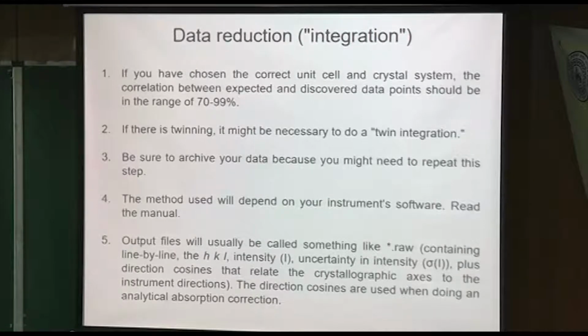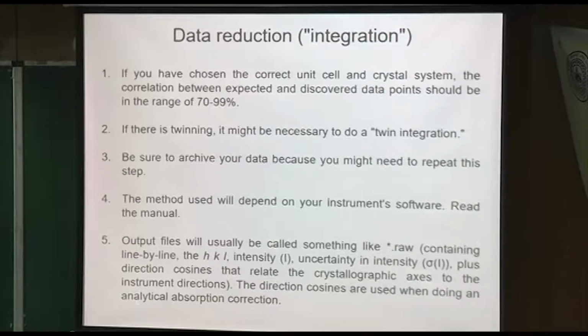Roughly what you're going to get after the data reduction step is probably a raw file. I think most of the instrument manufacturers use that. So this contains not only the HKLs, so on each line it will have HKL, so integers, and then an intensity, which I guess we used to call counts per second, but it's just intensity. And then following that is the sigma for the intensity. And then there's a bunch more numbers that you probably won't worry about, but they're direction cosines that relate your crystallographic axes to the instrument axes.